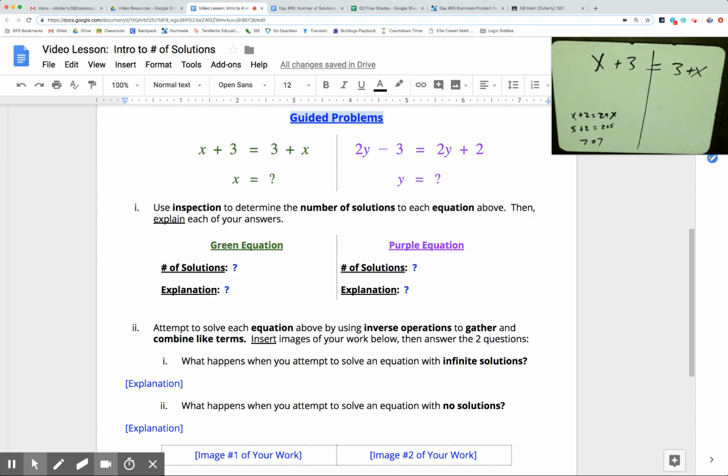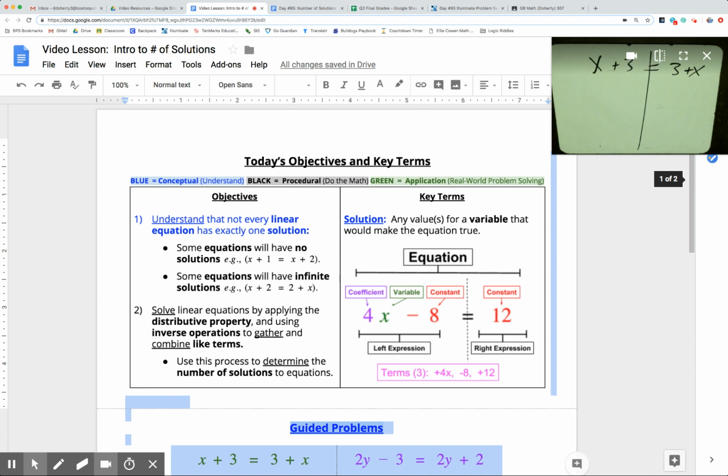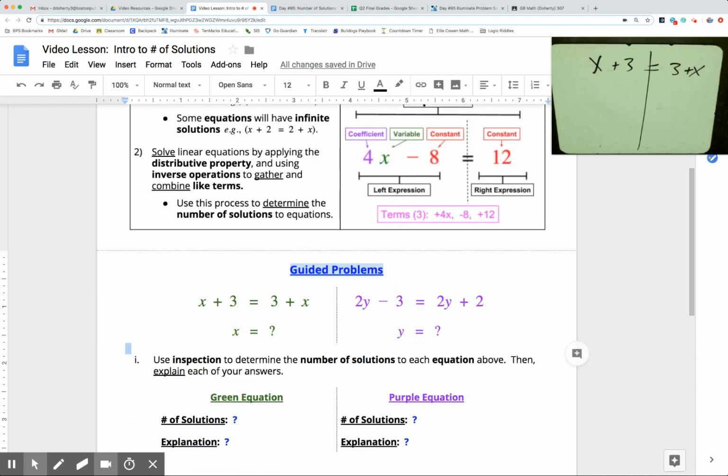For the guided problems, we're presented with two equations. We're presented with a green equation, x plus 3 equals 3 plus x. That's what you see on my whiteboard up here too. And then for the purple equation, we're also presented 2y minus 3 equals 2y plus 2.